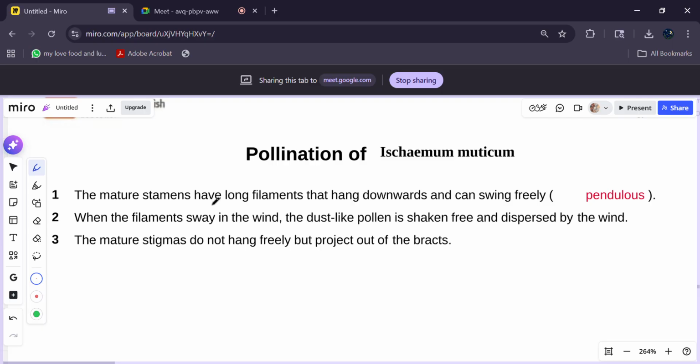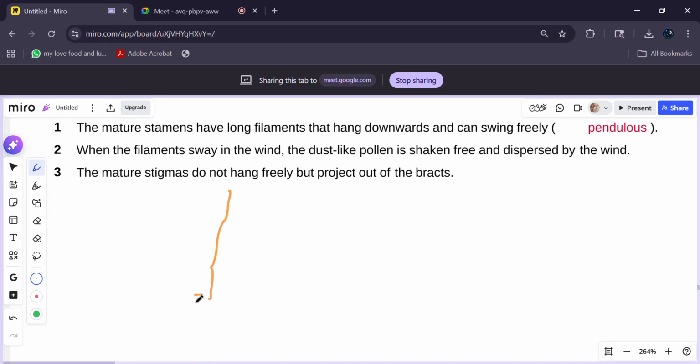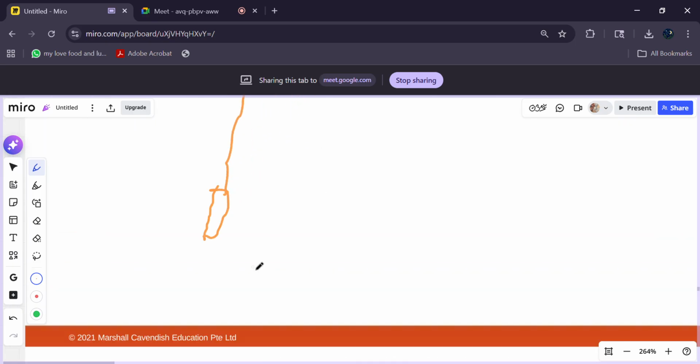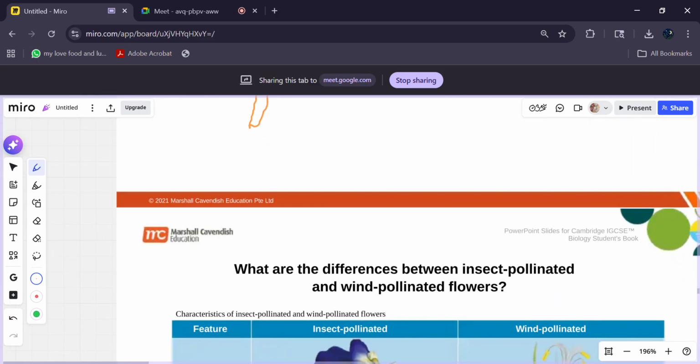The mature stamens have long filaments that hang downwards and can swing freely, like a pendulum. So it hangs downward like this. This allows it to swing freely. And when the filaments sway in the wind, the dust-like pollen is shaken free and dispersed by the wind. The mature stigmas do not hang freely but project out of the bracts, allowing wind pollination.